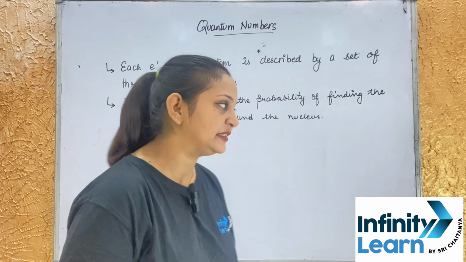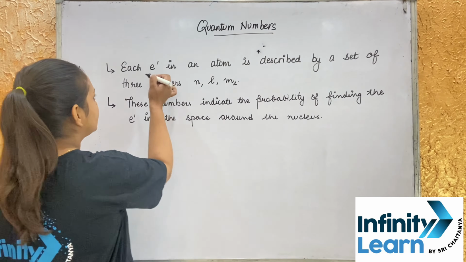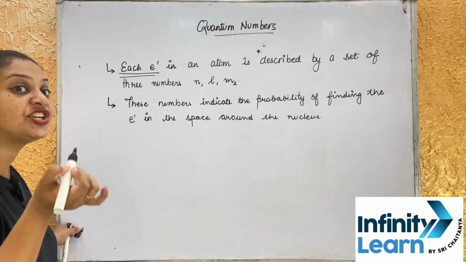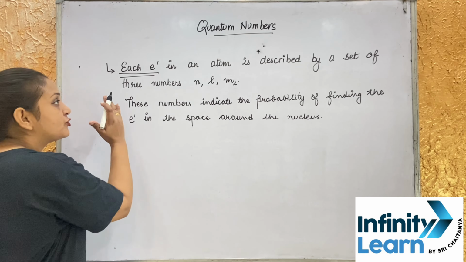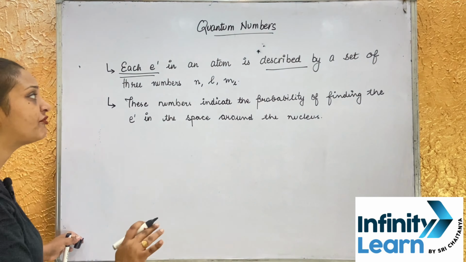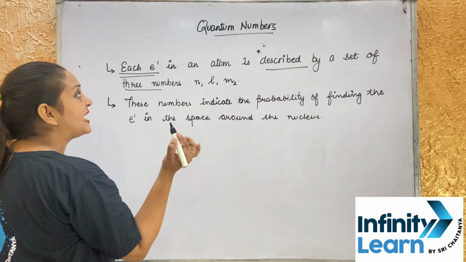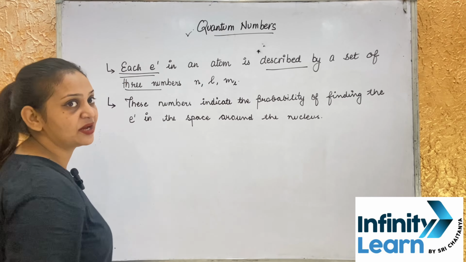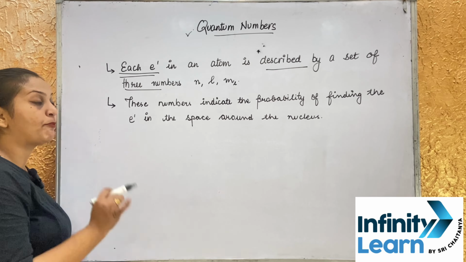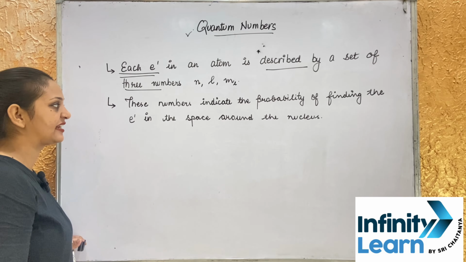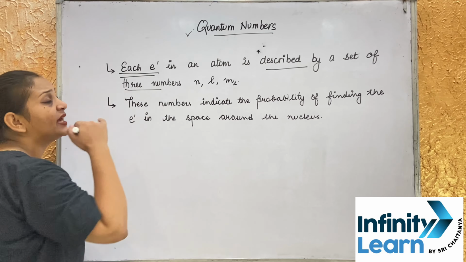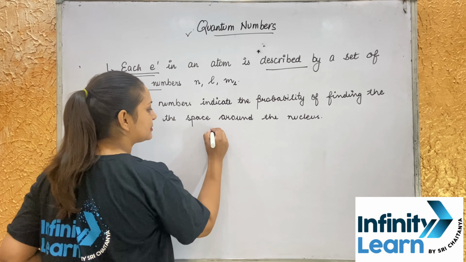Now, what are these? Quantum numbers describe the position of each electron. So, each electron in an atom is described by a set of three numbers that are known as the quantum numbers. These numbers indicate the probability of finding the electron in the space around the nucleus. So, what are these three quantum numbers?